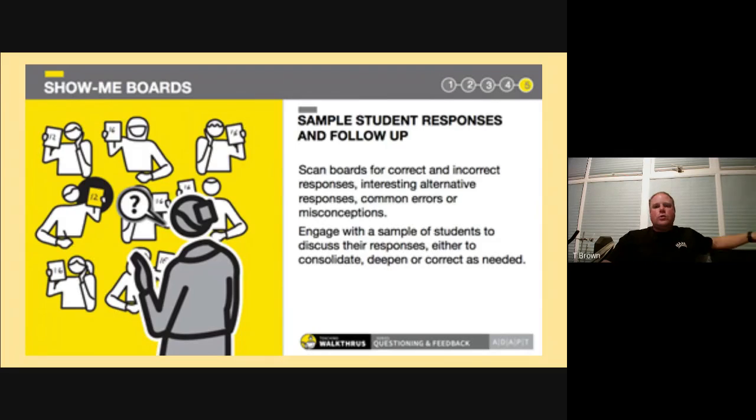How can we use the technology, Quizlet? How can we use Kahoots? How can we do that to check understanding and feedback?